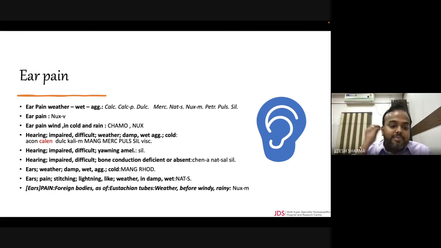Somebody complains that something is stuck inside before windy rainy weather, before that season: that is Nux moschata.